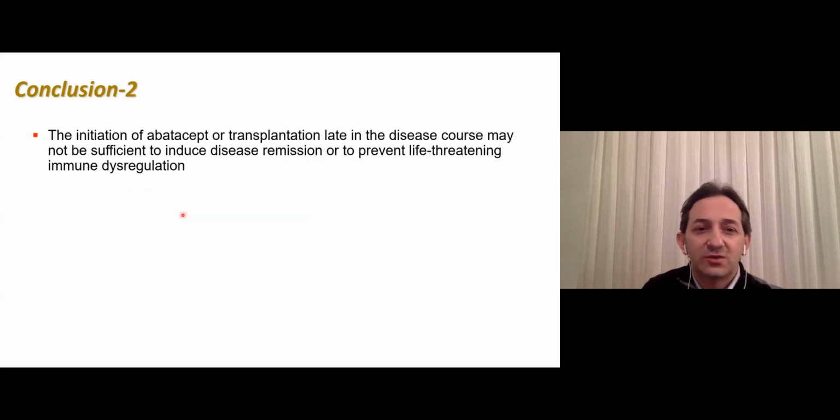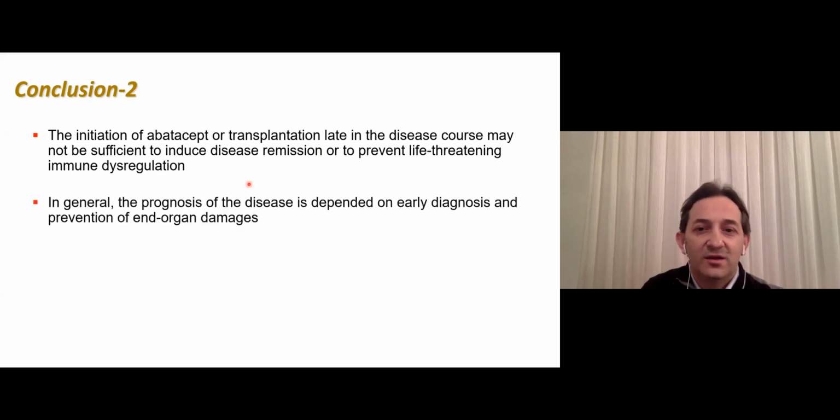To conclude, what we extracted from our cohort is that when we decide to initiate abatacept or transplant a patient, this should be at an early stage of the disease, because when we start those treatments late in the disease course, this may not be sufficient to induce disease remission or prevent life-threatening immune dysregulation. Also, the prognosis depended, as I said, on early diagnosis and prevention of end organ damage.